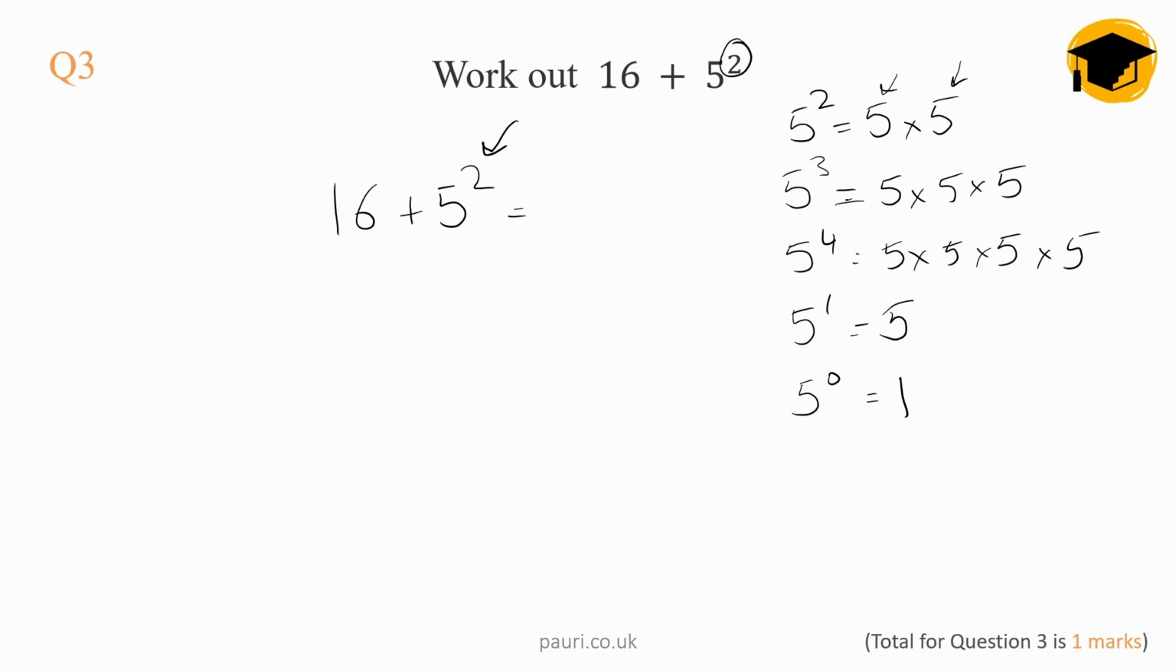16 stays the same, so when we write the question, we always start from the left-hand side and then work our way to the right-hand side. 16 plus 5 times 5 is 25. Add them up. Again, what I'm doing in my head is 16 plus 20 plus 5, or you can think of it whichever way you want. 16 plus 20 is 36, plus 1 is 41.